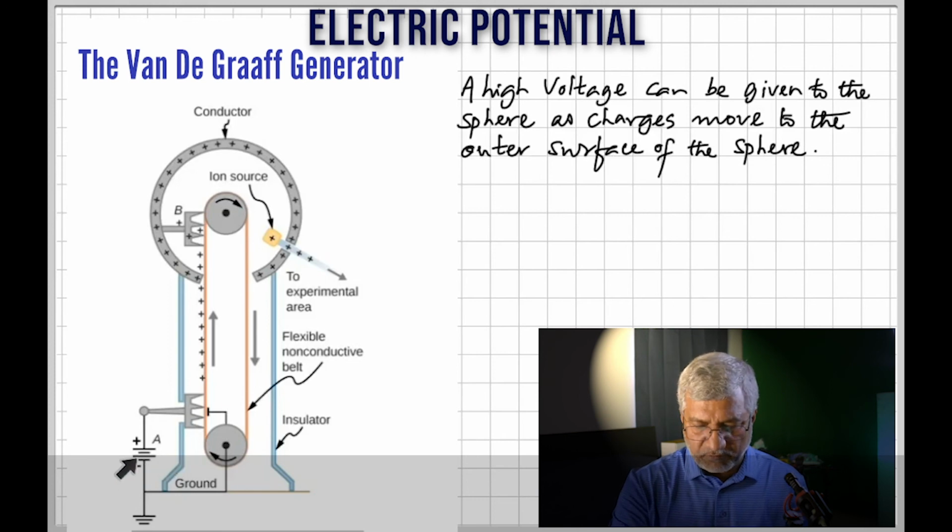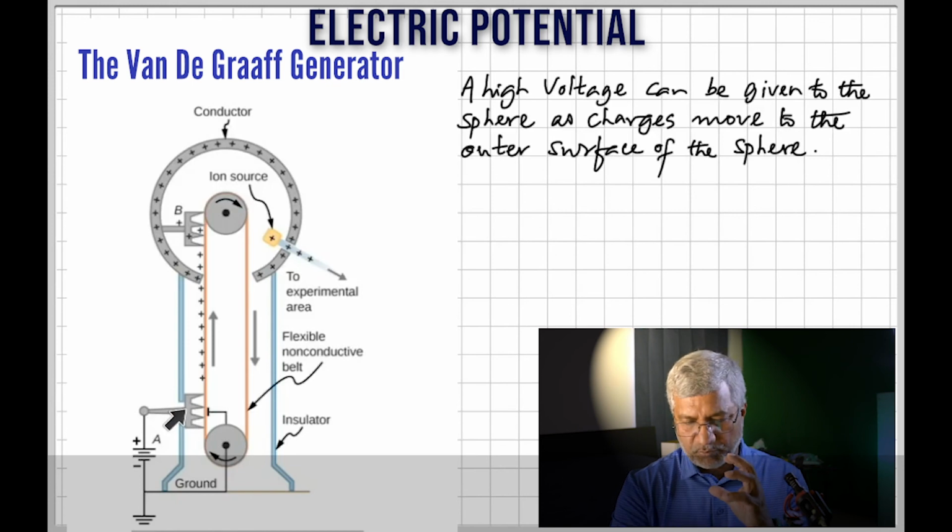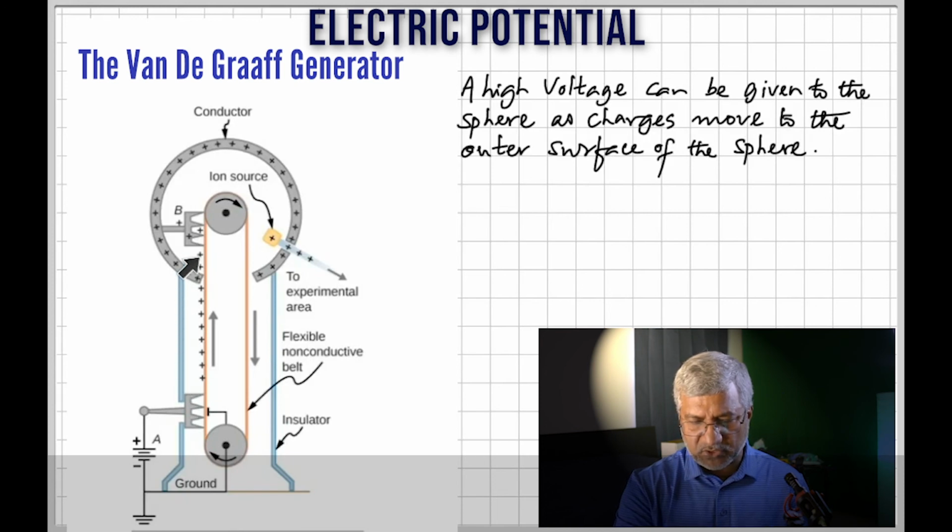And here you have a battery. See, the negative of the battery is always grounded. You see that the negative is grounded. The positive is connected to what is called a metallic comb. So pointed metal tips, because this is positive, this comb becomes positively charged, and as the belt moves, it carries the positive charge way up and gives it to the other comb that's connected to the inside of the sphere. So these charges move to the sphere.